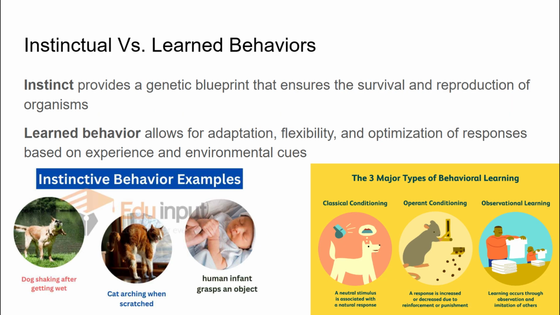So what are instinctive versus learned behaviors? Instinctual behaviors provide a genetic blueprint that ensures the survival and reproduction of organisms, essentially meaning we don't have to think about the behaviors. On the other hand, learned behaviors allow for adaptation, flexibility, and optimization of responses based on experience and environmental cues. So these are things we've learned over time and aren't born knowing.